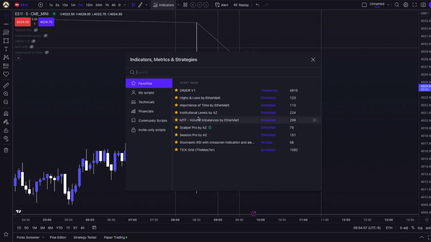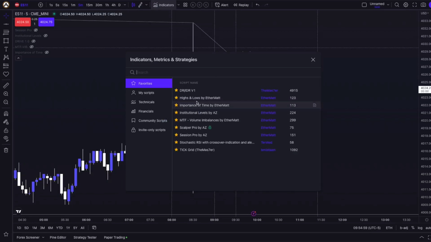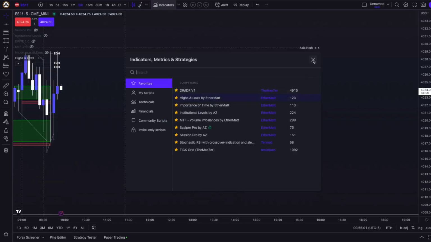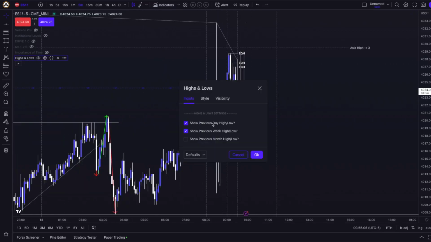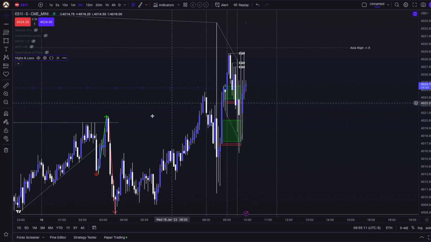And I've also made a small little indicator called highs and lows right here. That's basically showing you your previous daily high low, your previous week high low, and your previous month high low. Nothing else. Very simple indicator.